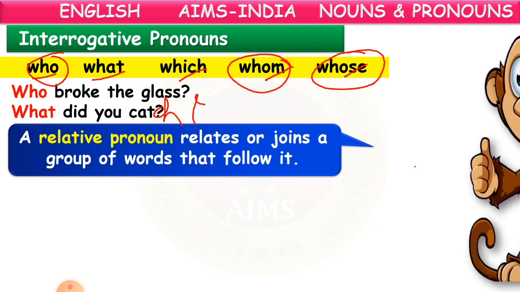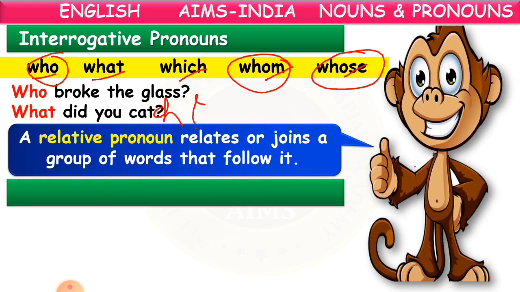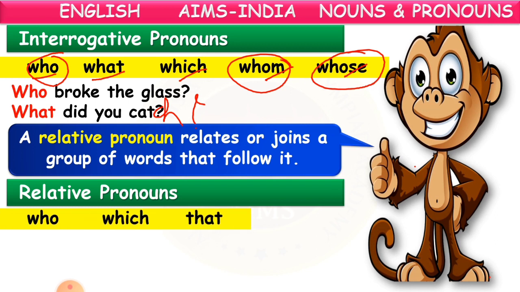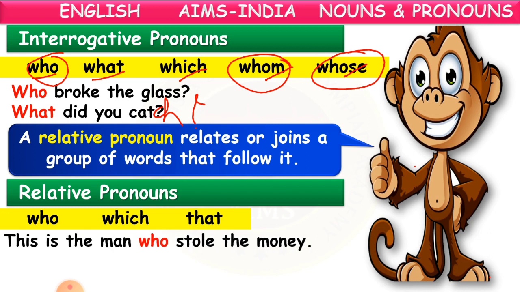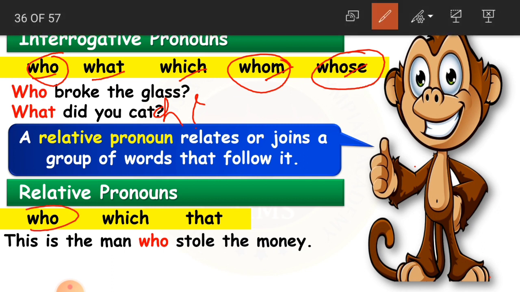And again, what is a relative pronoun? It is relating or joining a group of words. Here you will have who, which and that. Yesterday we learnt that. Then who: this is the man who stole the money. In the sense, who is again referred to the man here, that is a person.